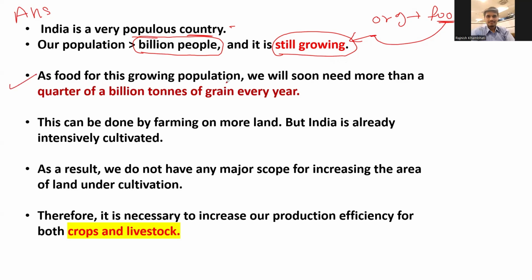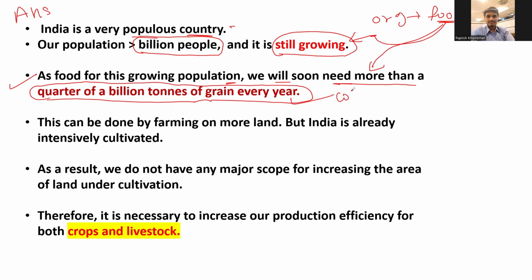Let's read the next line. As food for this growing population, we soon will need more than a quarter of a billion tons of grain every year. See, every year we require this huge amount of food for everybody. So the question is, this big growing population must eat and we have to provide them food. How much food? Quarter of a billion tons every year. And the second question is, from where and how are you able to provide the food?